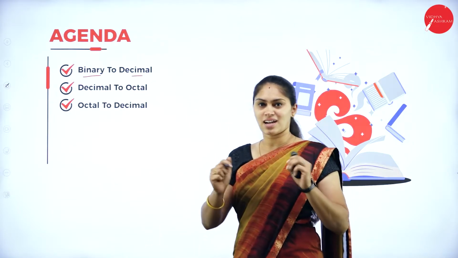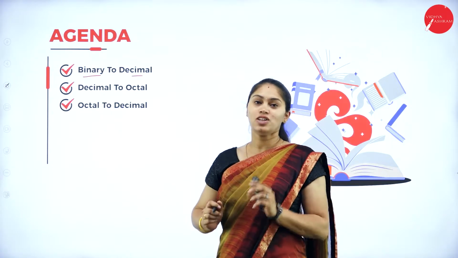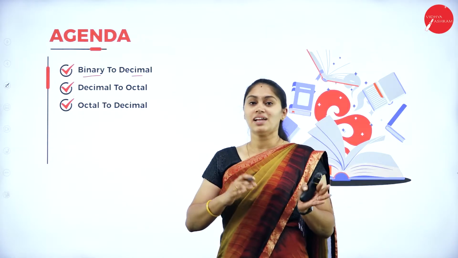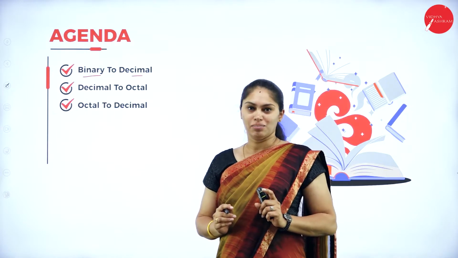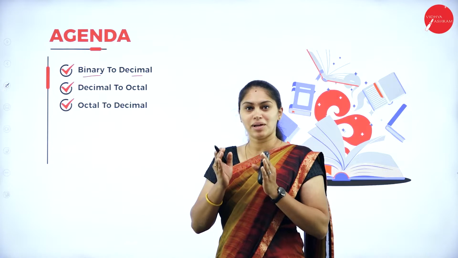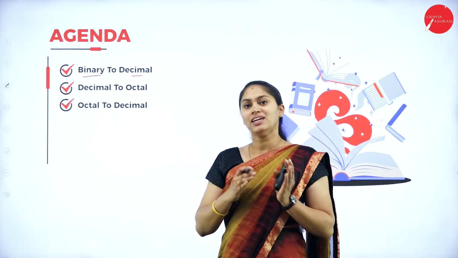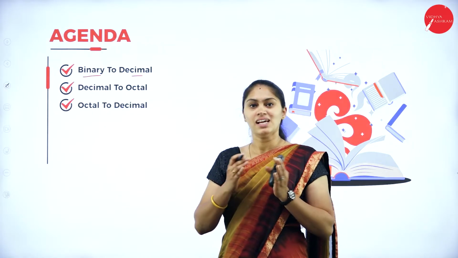You need to understand one thing. Any number system to decimal, then we should multiply. Decimal to any other number system, then we have to divide by the base of the number system to be converted into. For example, decimal to binary, divide the decimal number by 2. Decimal to octal, divide the given decimal number by 8. Decimal to hexadecimal, divide the given decimal number by 16.